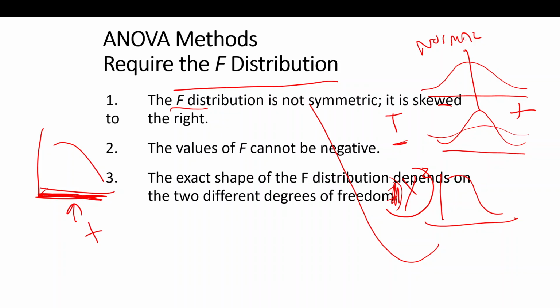The exact shape depends on two different degrees of freedom. So you actually have a case where this is going to be a ratio. The numerator and the denominator have different degrees of freedom. And then you have like this 2 comma 3, and then you have two separate degrees of freedom to base the distribution on, which gets a little beyond what we actually care about for this class.